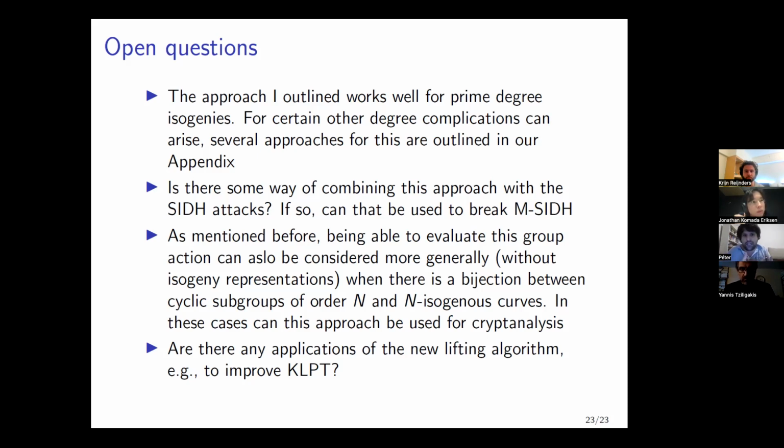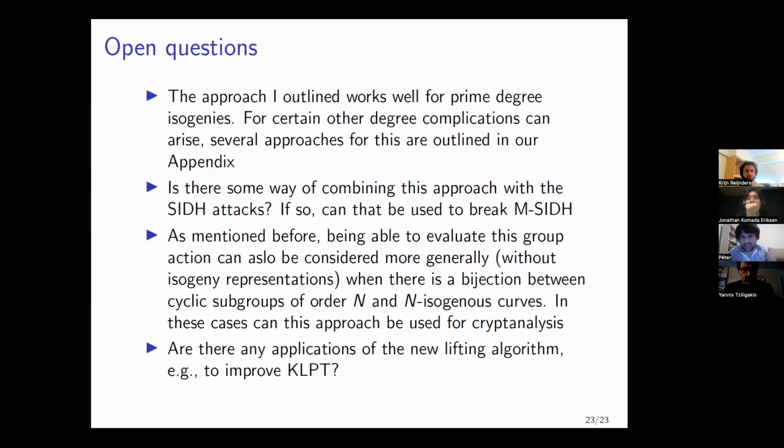So it's a natural idea whether you can combine this approach with the higher dimensional methods. Of course, the higher dimensional methods would be useful to try to evaluate this group action, and then it could be used to break pSIDH, for example.